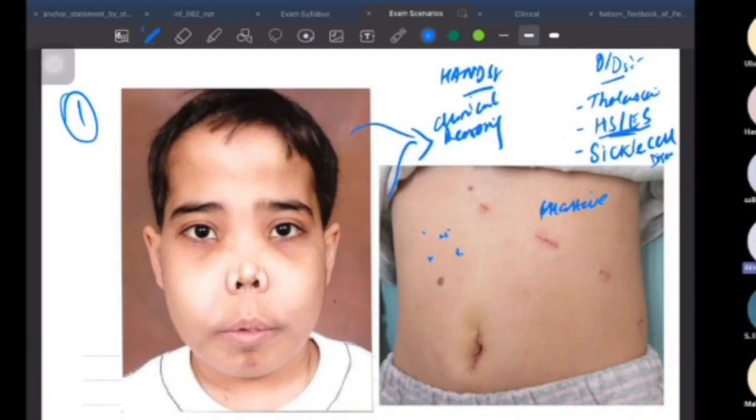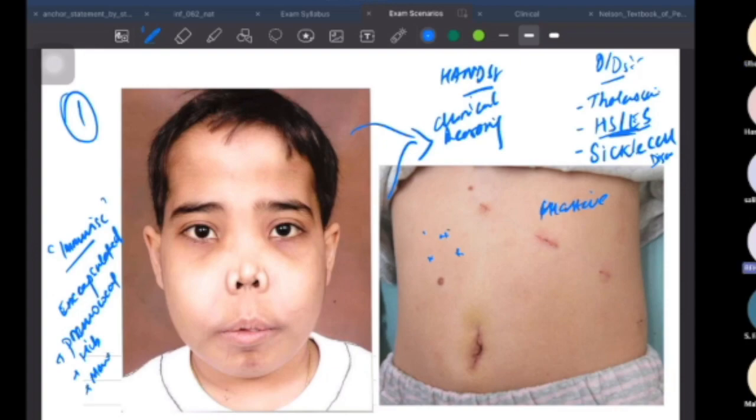And then, after surgery, is there any specific thing you would like to do? We will like to immunize against capsulated bacteria, including pneumococcal, Haemophilus, meningococcal. So you will give pneumococcal, influenza, and meningococcal.